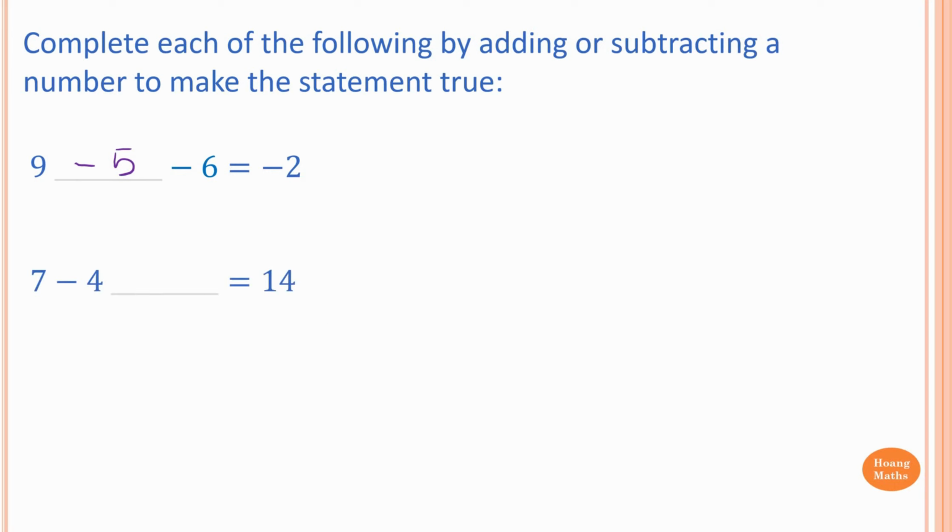Second one. So we can clear these two numbers first. So 7 minus 4 is 3. Then from 3 you end up at 14. So that means you must add 11, because 11 plus 3 is 14. So you add 11.